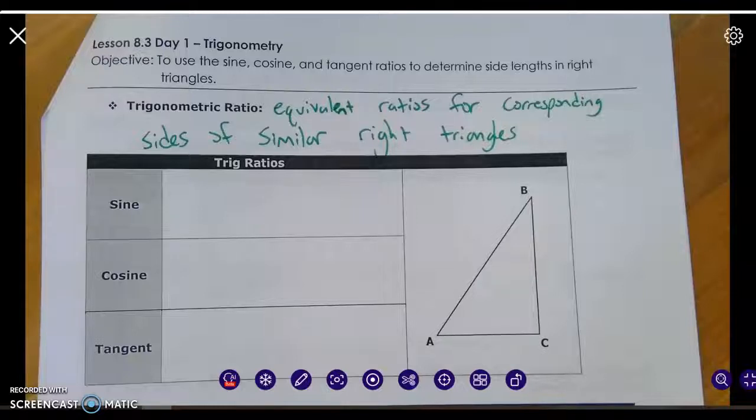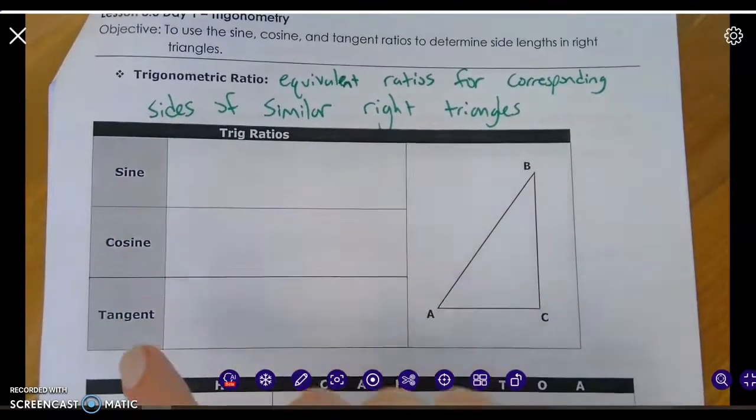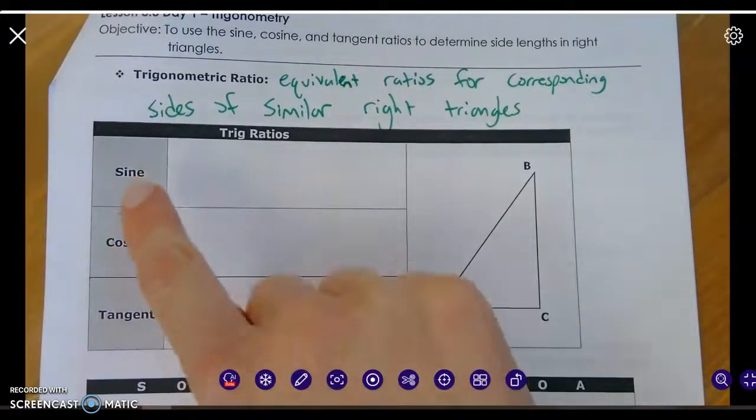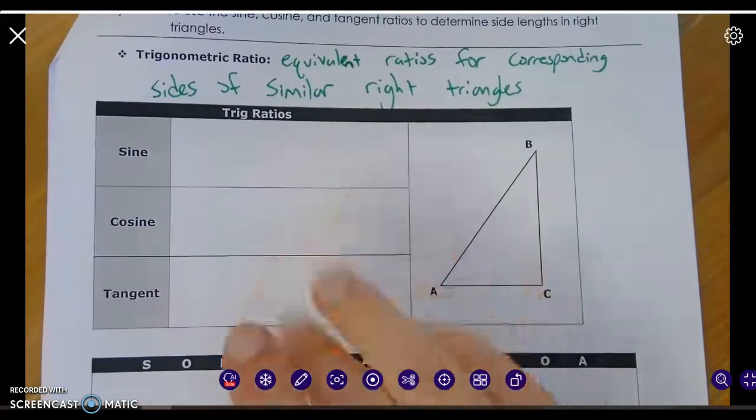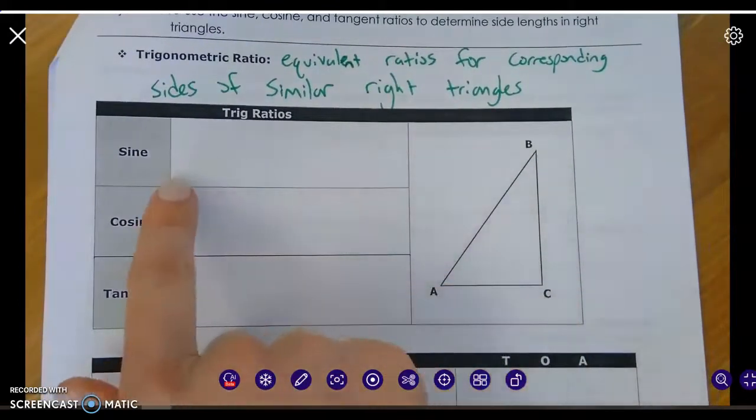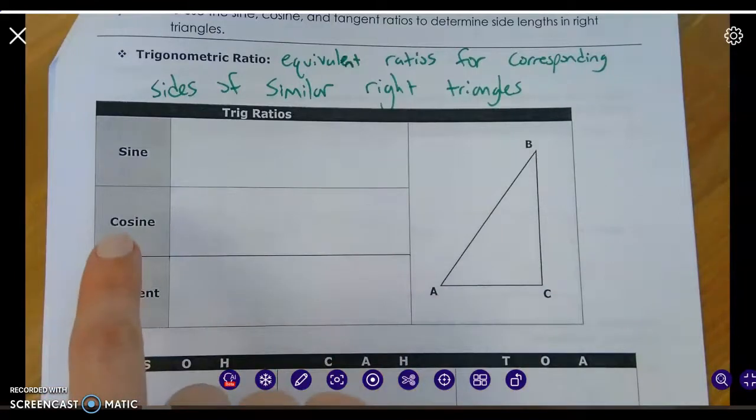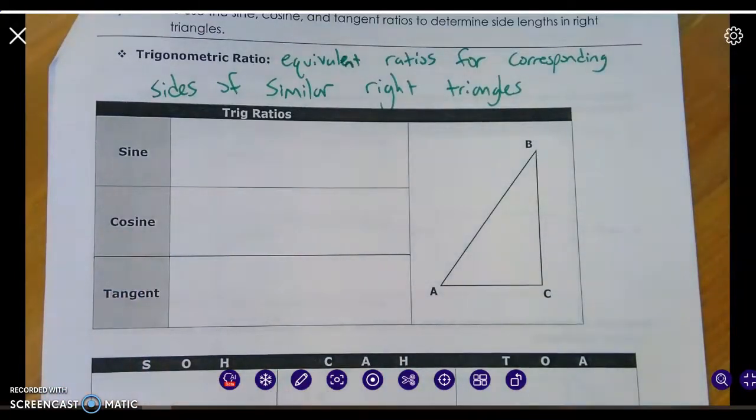Okay, so that's just a very, very mathy definition of what a trig ratio is. Here are the three trig ratios we're going to use. You're going to hear these three words a lot over the next week or so. Everyone say sine. Sine. Say cosine. And say tangent. Tangent.